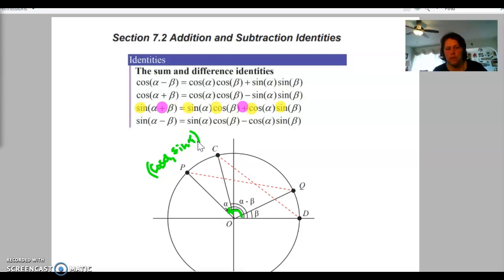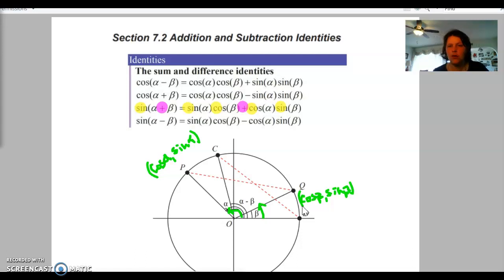Then the next one that we're going to look at is the angle of beta. Beta is just the smallest angle right here, and the line that is drawn from that angle ends at Q. So the point Q we could write as cosine beta, sine beta.